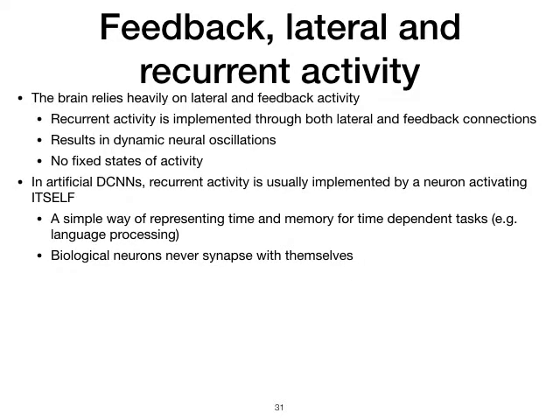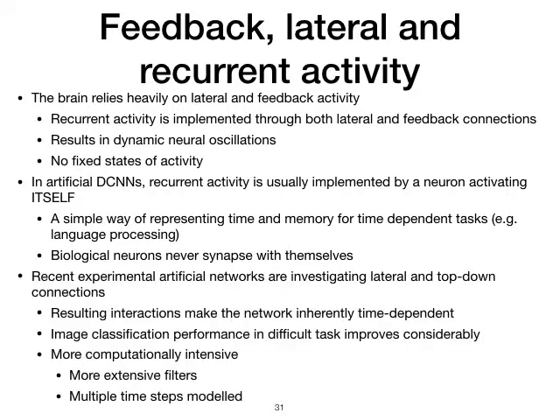In artificial deep convolutional networks, recurrent activity is usually implemented by a neuron activating itself, okay, which is a simple way of representing time and memory for time-dependent tasks. So, for example, language processing, where this will come up again. Biological neurons, on the other hand, never synapse with themselves. Recent experiments using artificial networks to investigate lateral and top-down connections, this works perfectly well. It's just more computationally intensive.